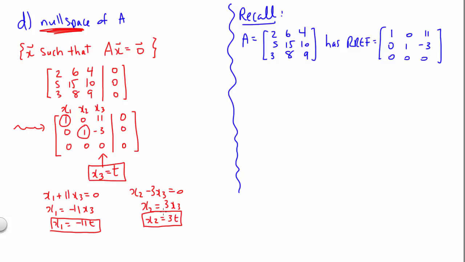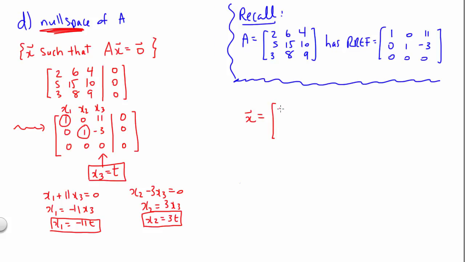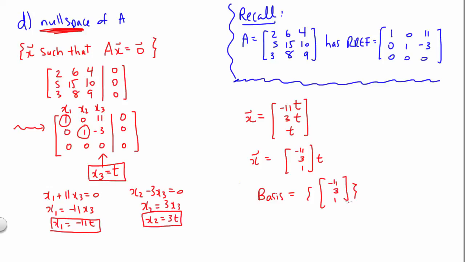So the types of solutions that we're going to get, x is equal to negative 11t, 3t, and t, or if we write that a little bit more concisely, negative 11, 3, 1 times any real number t. Now what we're looking for is really a basis for this set. So our basis will just consist of that coefficient vector. Negative 11, 3, 1 will be a basis for the null space of A.